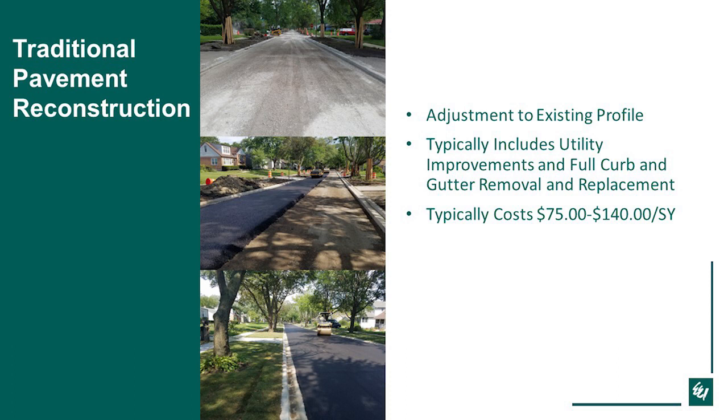Sometimes it involves utility improvements such as water main or storm sewer replacement, or sanitary sewer improvements. And then your typical costs can range anywhere from $75 to $140 a square yard just for the road portion of it. That would not include any utility improvements.